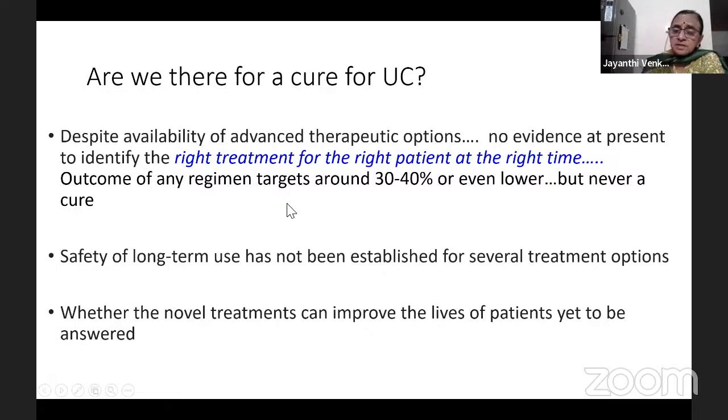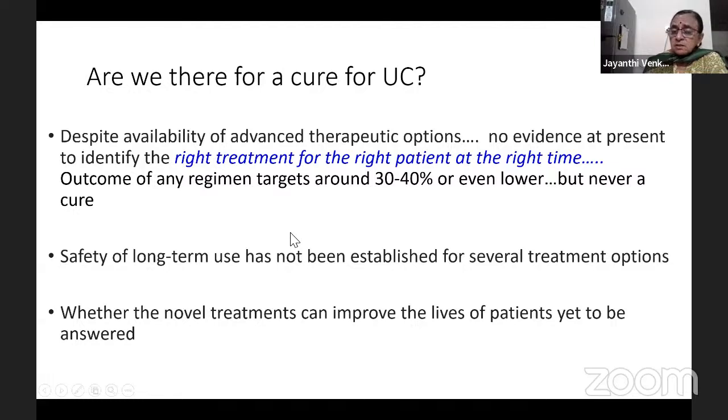And the outcome of any regimen, whatever be the drug, whether it's infliximab or vedolizumab or any of the newer drugs, including tofacitinib, is just about 30 to 40%, except tofacitinib is now showing a response of about 60 to 70%. Safety of long-term use of any of these drugs is not yet established, so we still do not know where we are, and whether the novel treatment can improve the lives of patients remains unanswered.